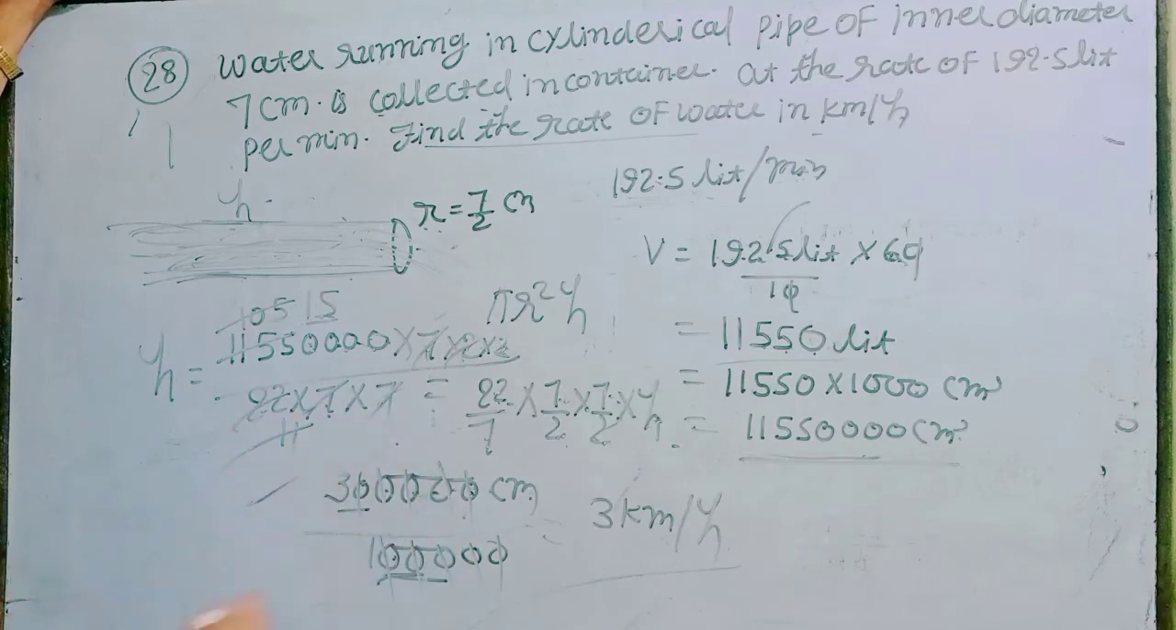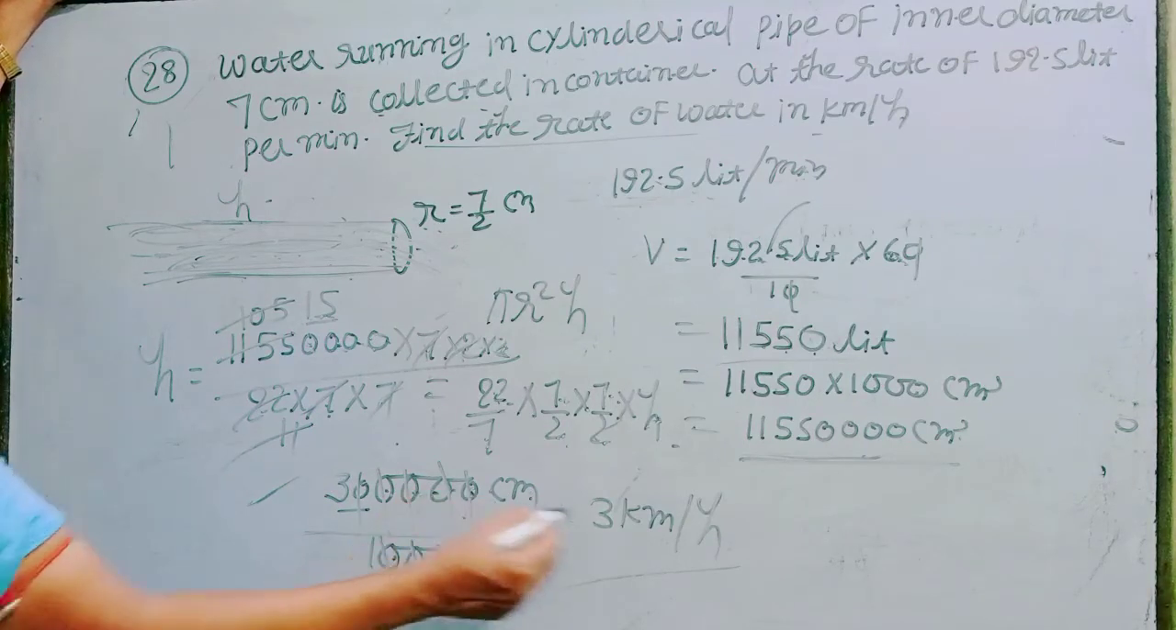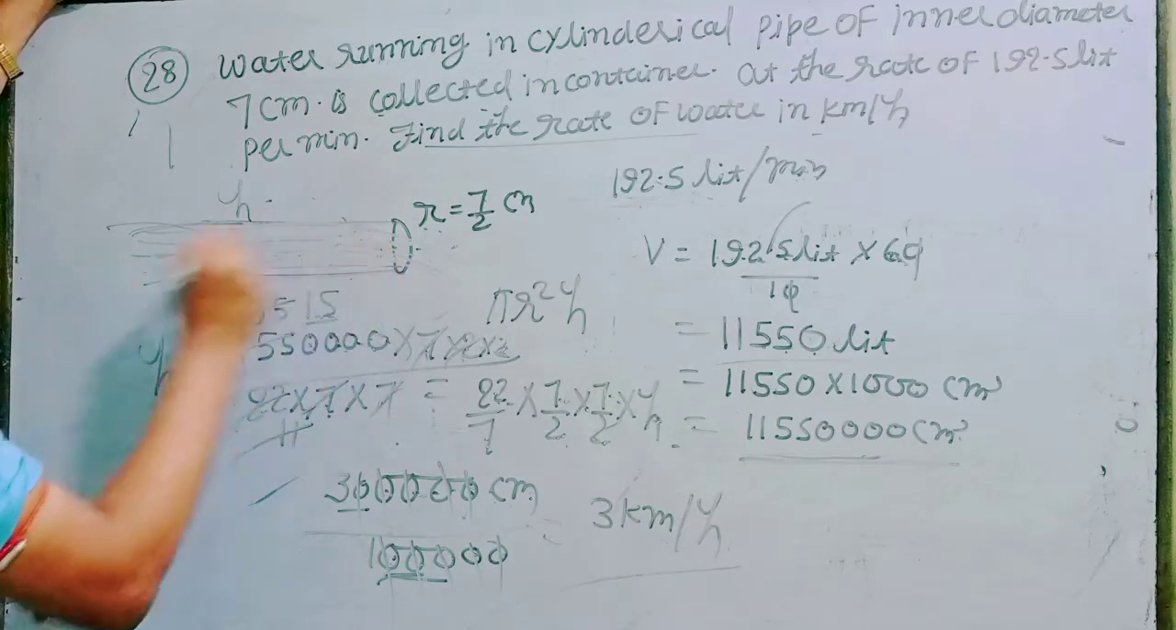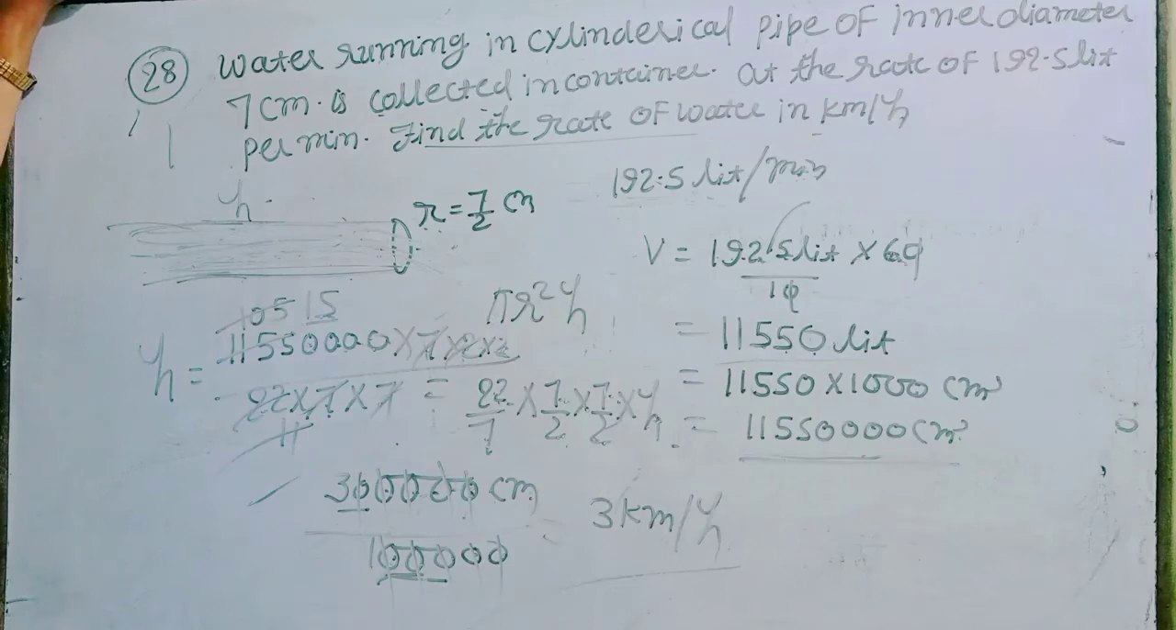After the last step I want to change this centimeter into kilometer, so centimeter divided by 1 2 3 4 5, then you get it in kilometer. So speed of this water in this cylinder is 3 km per hour.